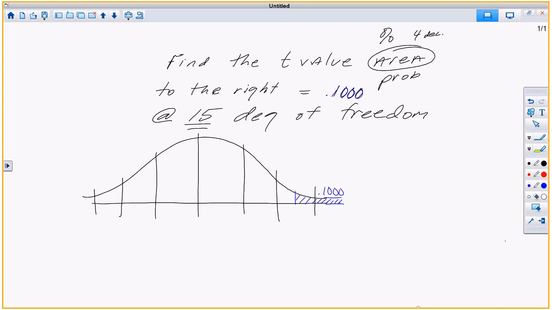Now, why did I pick the right-hand side? Because it's to the right. It says to the what? To the right. So make sure you make that note.